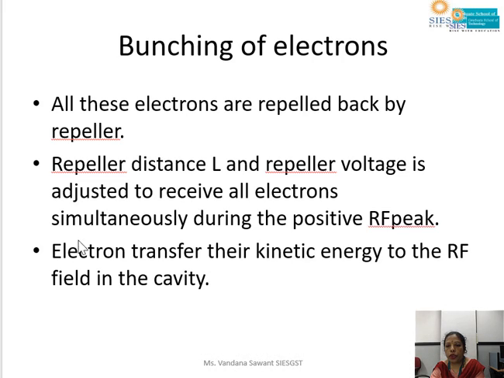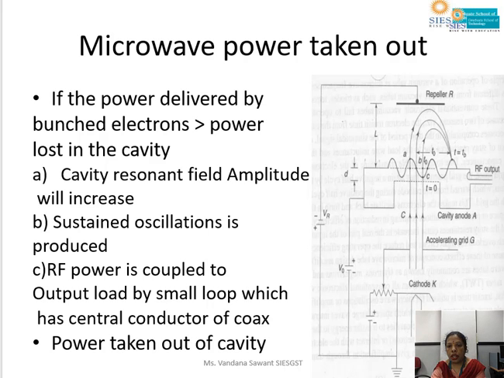So as more and more electrons undergo velocity modulation, as a result of velocity modulation the density modulation takes place, and more bunches will reach the cavity. As more and more bunches reach the cavity, a large amount of energy will be caught by the AC signal, and the strength of this AC signal goes on increasing.